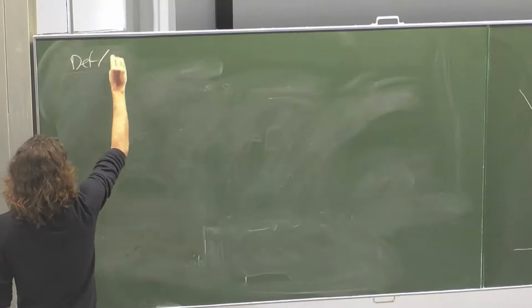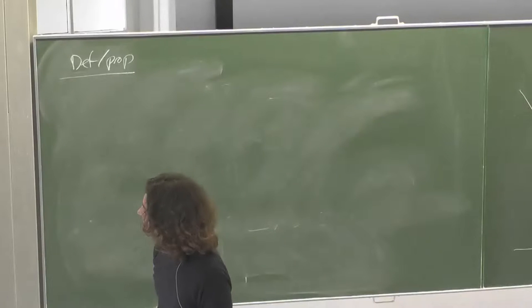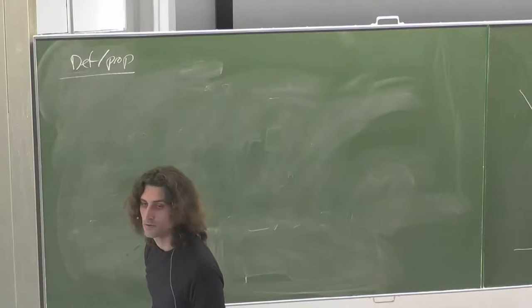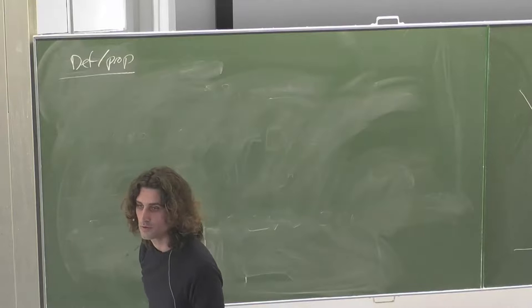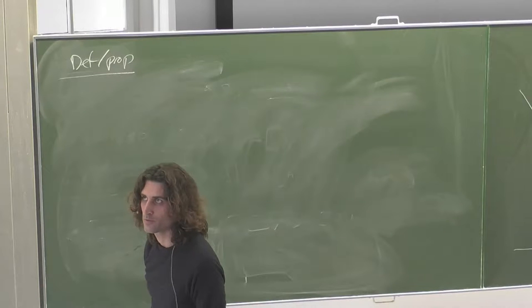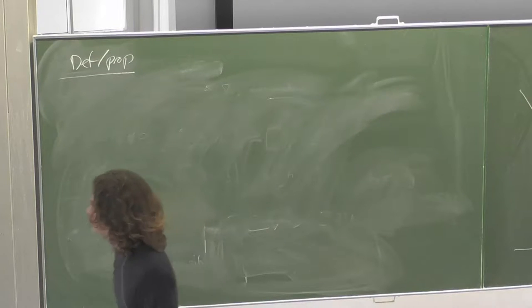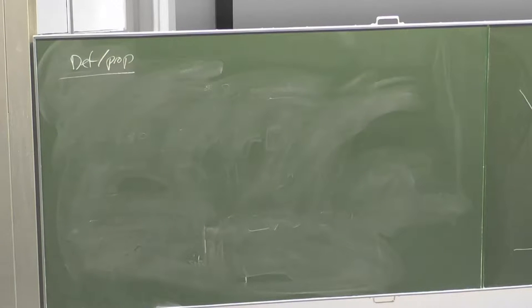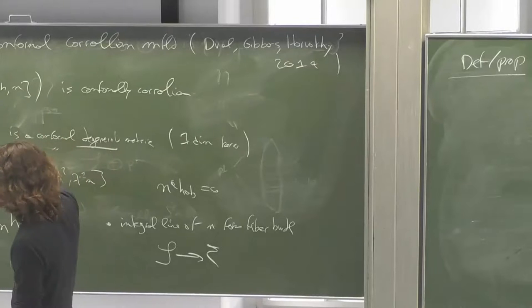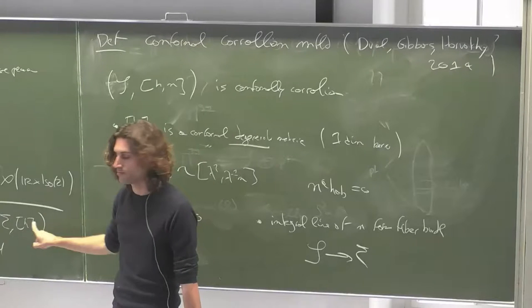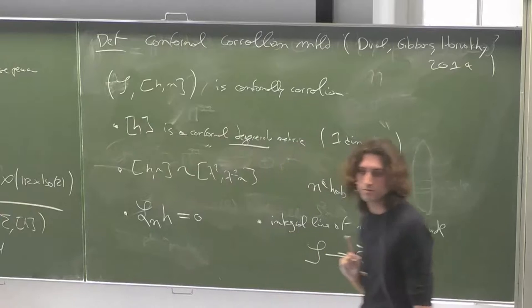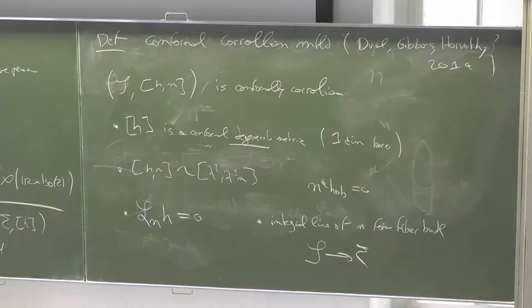Now, definition slash proposition. What is the signature? So I think you could do whatever you want, but we have in mind that h is Riemannian. So this object is a conformal Carrollian manifold. So to answer the question, it's Riemannian.